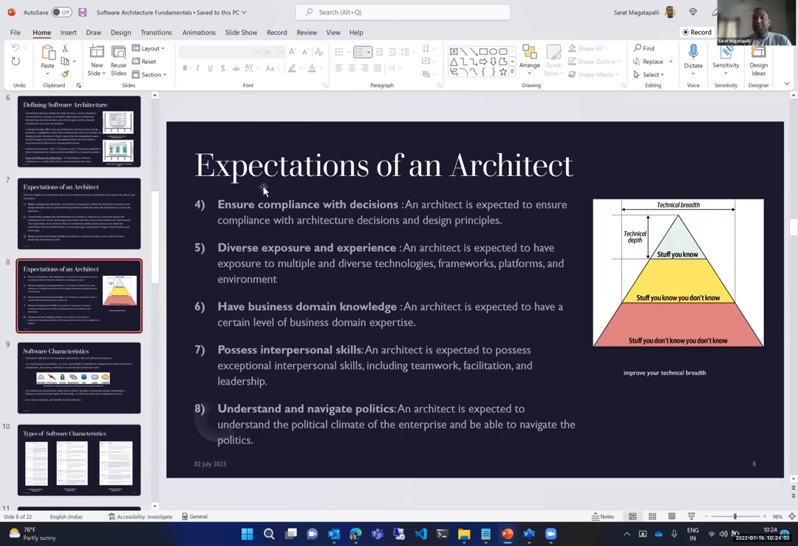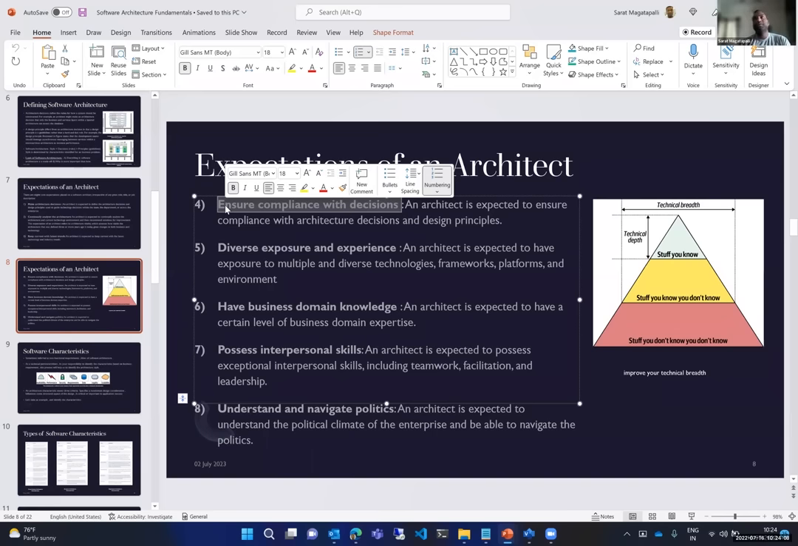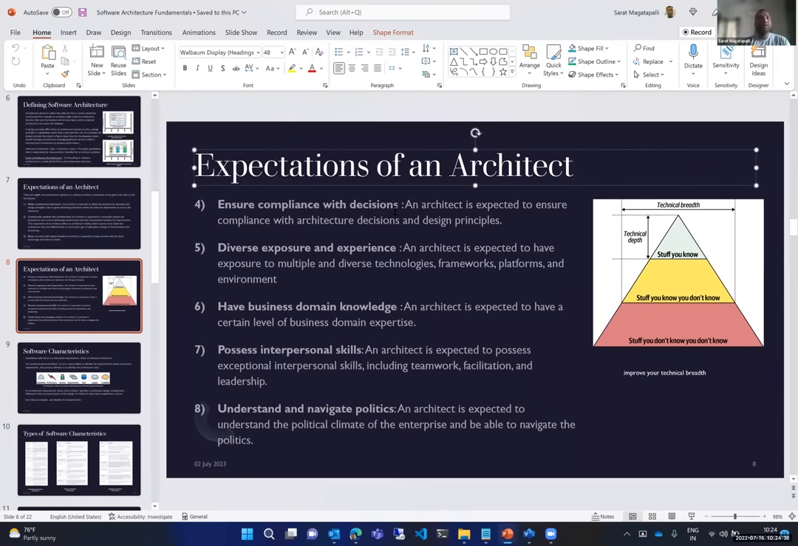Okay. Ensure compliance with your decisions. You might make some decisions. Example, let's say you decide that you always need to interact or integrate via APIs, right? You need to ensure those decisions are being followed within your organization, right? Because sometimes you are working on a large scale application, there will be a lot of developers, a lot of engineers involved. You need to ensure the decisions which are made are being followed, right? This is also one of the expectations from your management, right?